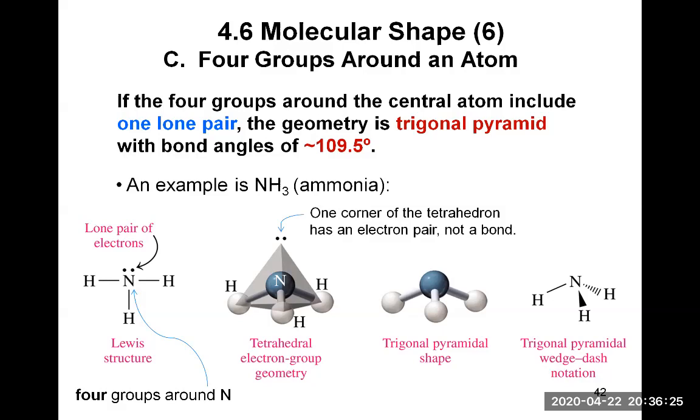And the other wedge shows the bond that goes away from you behind the paper. So that's how we would draw this. For example, in your lab 3, you will draw them like this.